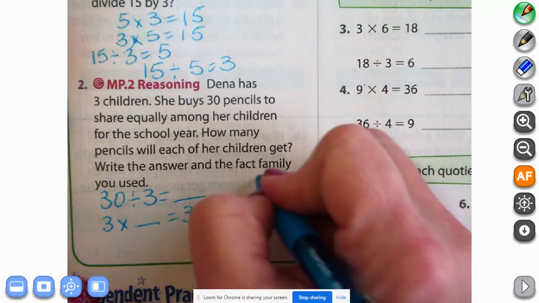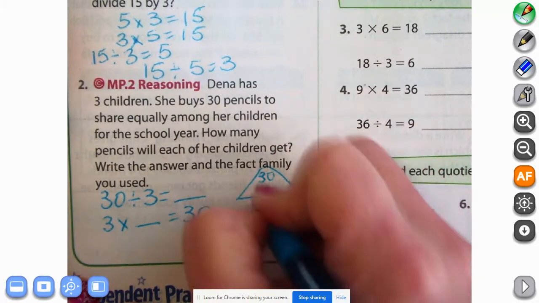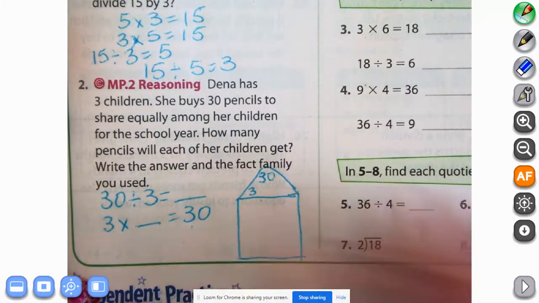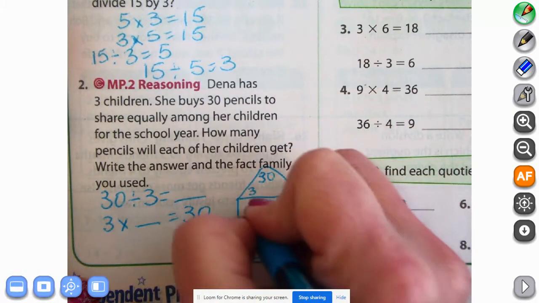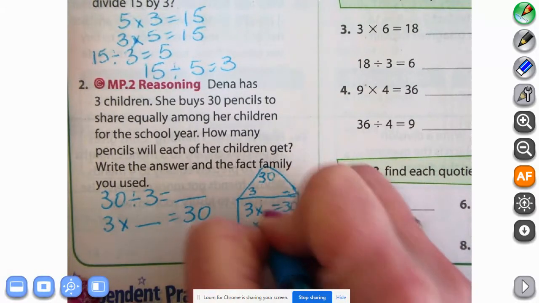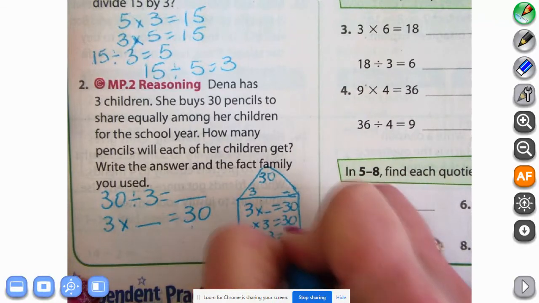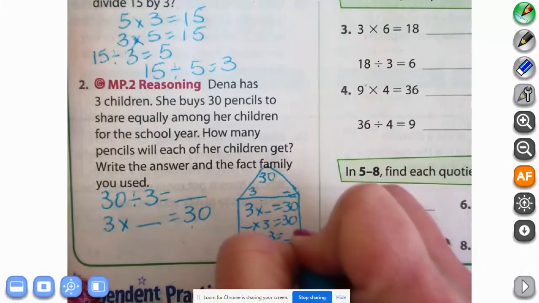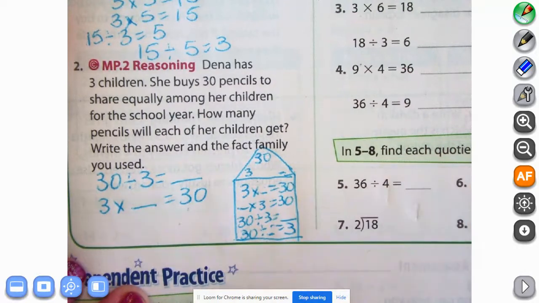Okay, so our fact family is 30 and 3. And what's the other number? We've got 3 times something equals 30. Something times 3 equals 30. 30 divided by 3 equals something. 30 divided by what equals 3. All right, so every blank spot is going to be the same number.